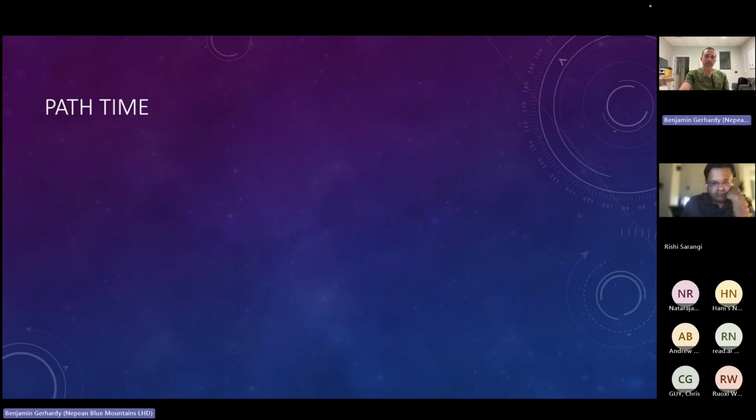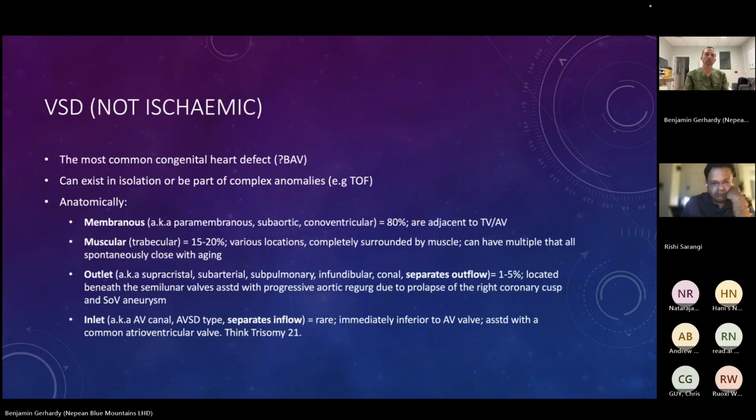All right, that's the overview. Let's talk about some diseases now. So VSDs, or non-ischemic VSDs: the most common congenital heart defect is how they describe it, although I think the bicuspids might be pushing that. They can be alone or they can be with other things.